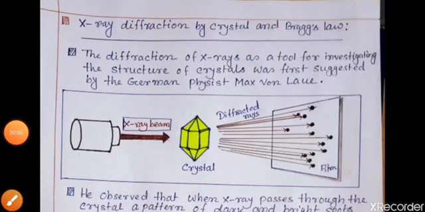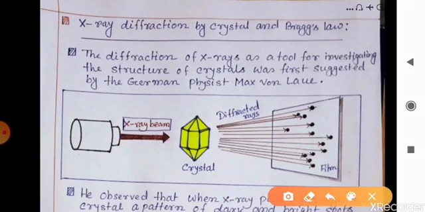Hello students, so far we have discussed the analysis of crystal structure through the analysis of the unit cell of the crystal structure, and for that we have set 5 parameters, which we discussed in the last classes. In this class I would like to discuss X-ray diffraction by the crystal and Bragg's law.